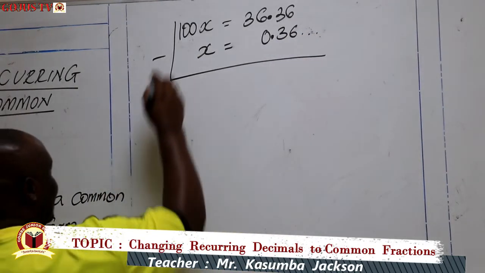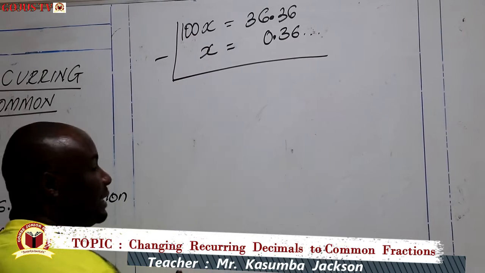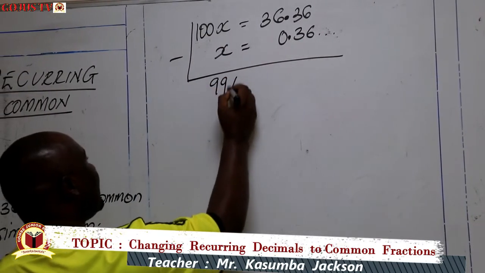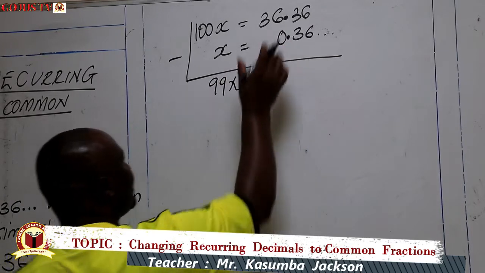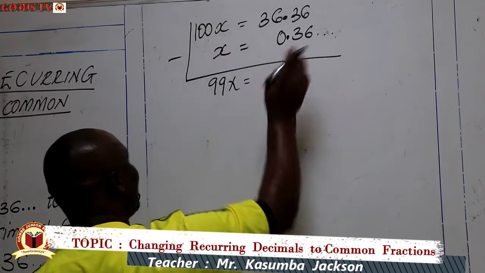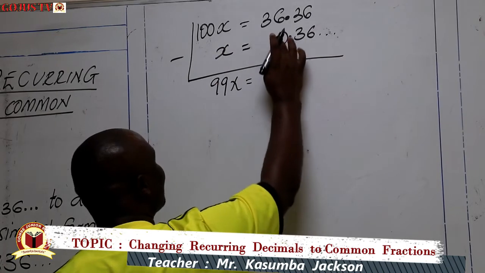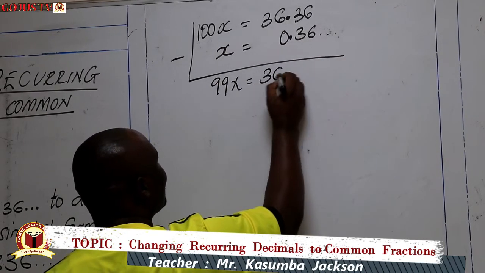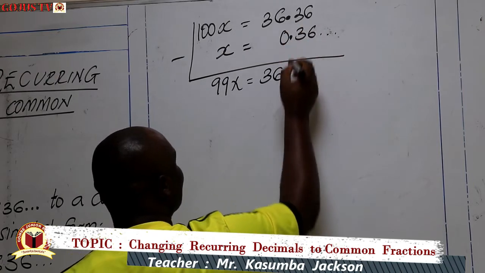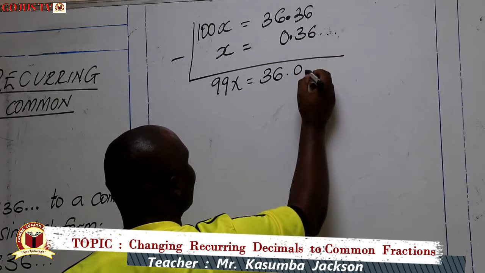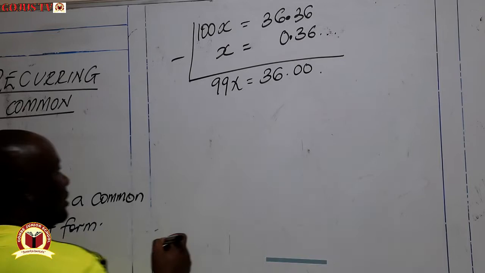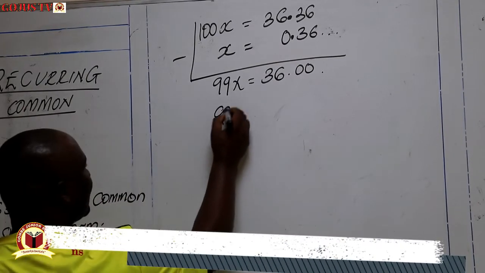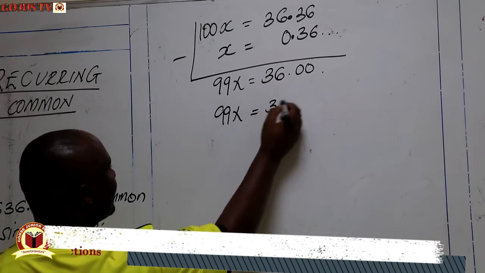Then from there, our subtraction will give us 100x, take away only 1x, which gives us 99x. And then on this side, we shall subtract from the left. It is not like ordinary numbers where we subtract from the right. So this is 36, take away 0, which remains 36. 3 take away 3 is 0. 6 take away 6 is 0. So 36.00 is the same as 36. So 99x is as good as 36.